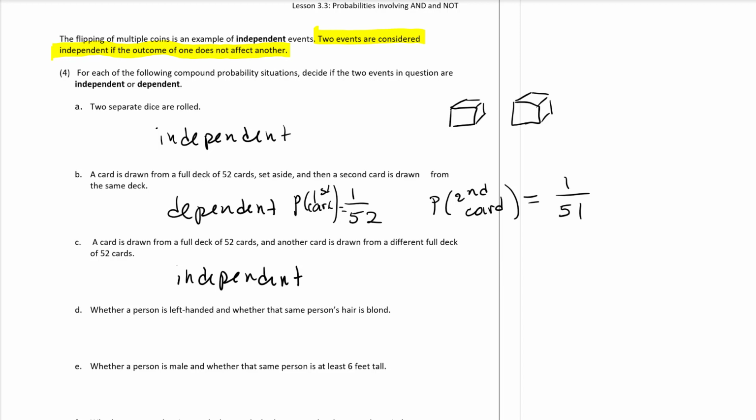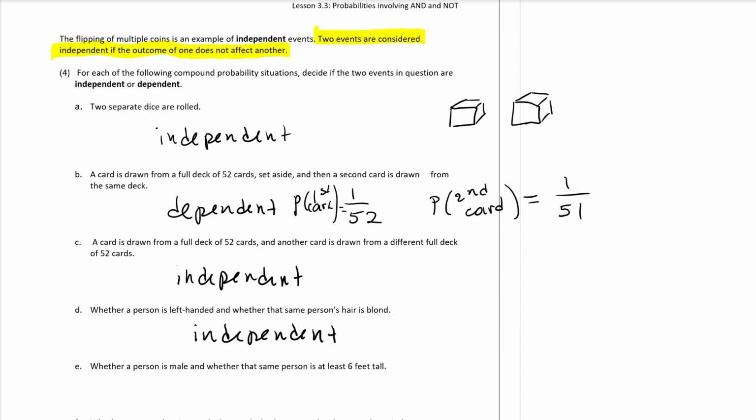So let's look at part D. Whether a person is left-handed and whether the same person's hair is blonde. Is the fact that someone's hair is blonde somehow related to the fact that the person is left-handed? If they are related, you say the events are dependent, and if not, you say they're independent. So what do you think? The answer here is that they are independent. It has not been proven that being left-handed somehow influences hair color. So it's independent.